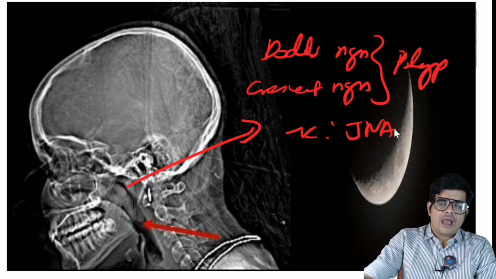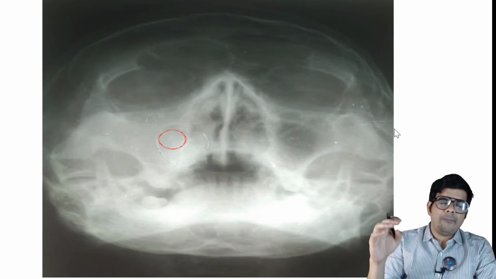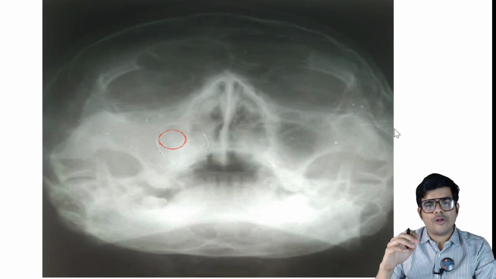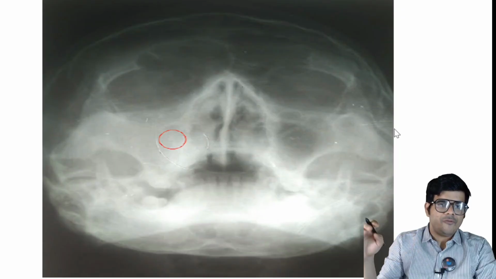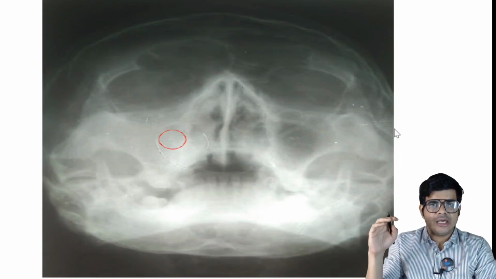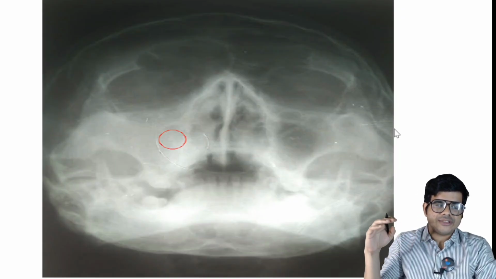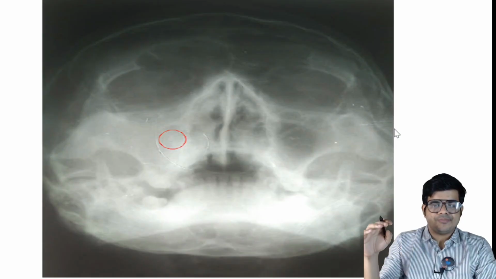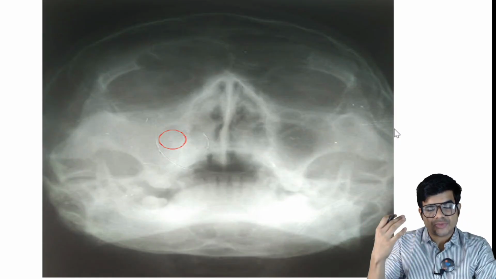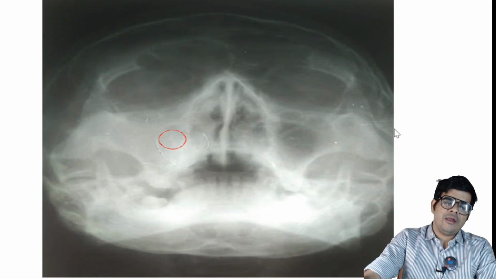Then an X-ray PNS Waters view was taken to look for any bone erosion apart from the haziness, which can be seen in a case of sinusitis as well. You will be looking for a regular shaped mass which is causing bone erosion. If there is bone erosion, you have to suspect a malignancy.